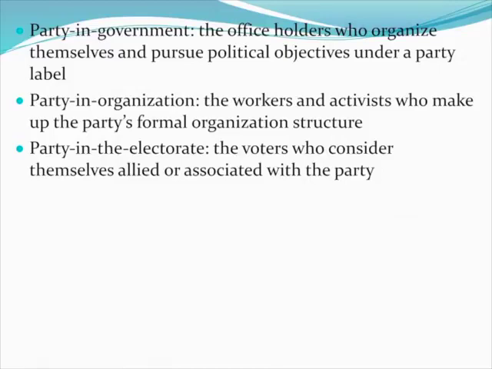There are at least three distinct elements of what we mean by a political party when we talk about this term. First are the office holders who organize themselves and pursue political objectives under a party label. What I mean by organize themselves, for example, in Congress, Democrats are organized and Republicans are organized. Party as organization are the workers and activists who make up the party's formal organization structure. These people can sometimes become precinct captains. They can go and, on behalf of the party, volunteer to knock on people's doors, to get them out to vote for a particular party candidate. And finally, there's party in the electorate. These are all the people who affiliate with a political party, either psychologically or formally through registration.